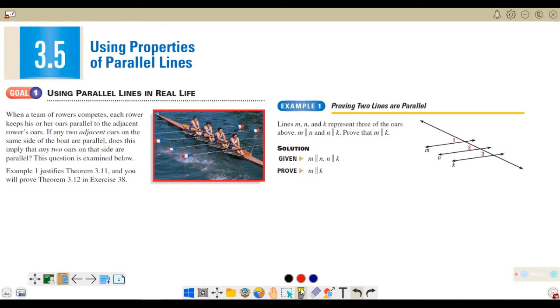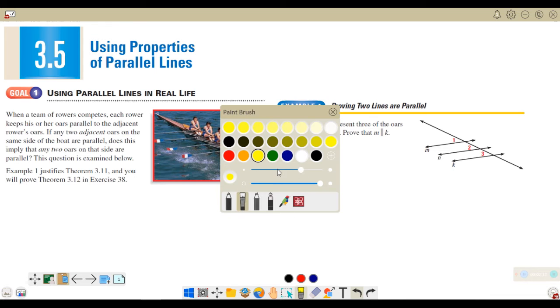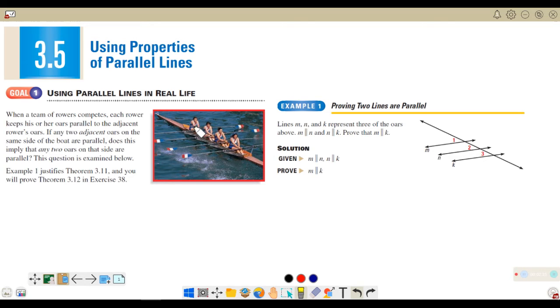Here, as I've said earlier, we are only going to focus on one side of the figure. Ayan. So, kalahati nung boat. Isang side lang ng rowers yung concern natin. So, this line here, the yellow line, will serve as our transversal. And then, of course, the oars, ito, yung mga sagwan nila, these are going to be the lines K, N, and M.